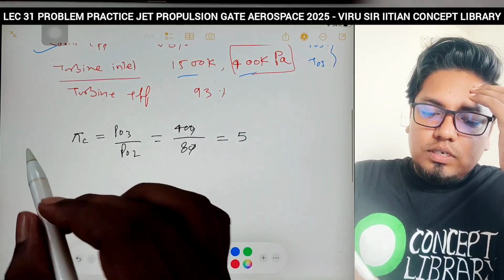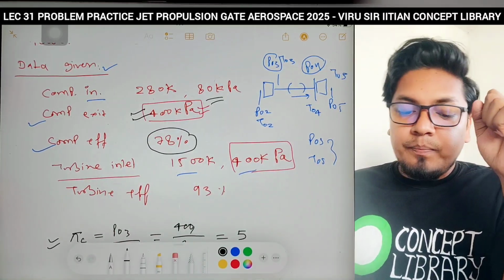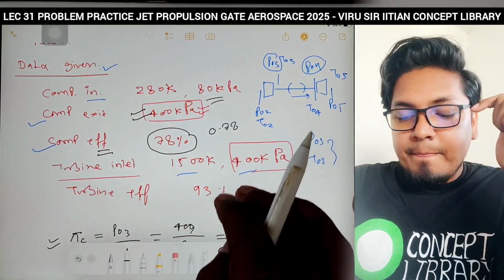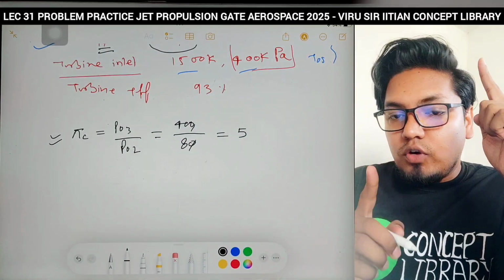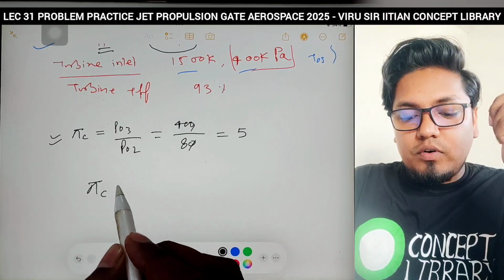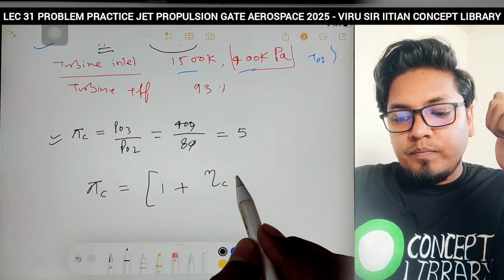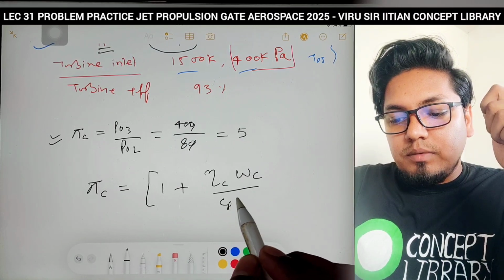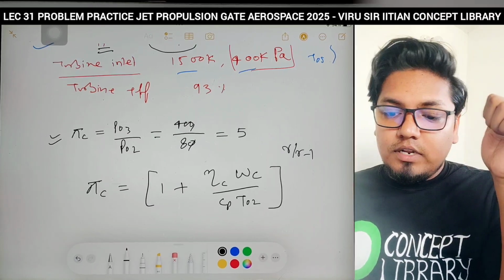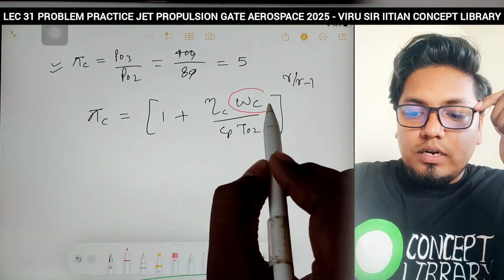Now using this compressor pressure ratio and the given efficiency, I also taught you in class, if efficiency is given as 78%, in the formula you have to write 0.78. You remember I gave you one formula, the pressure ratio formula for the compressor: 1 plus efficiency of the compressor, that was isentropic efficiency, times the work done of the compressor over Cp T02, the whole to the power gamma by gamma minus 1. You remember this formula we have done. Now using this formula you can find out this work done.